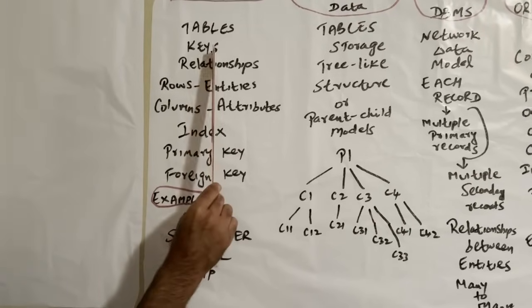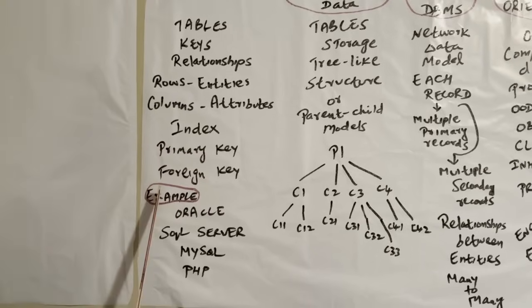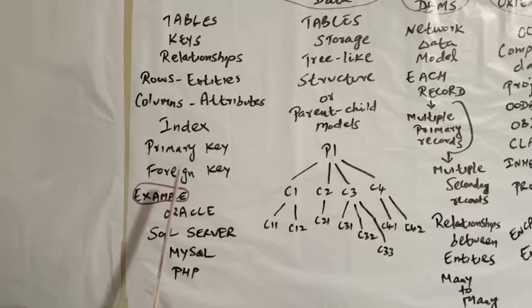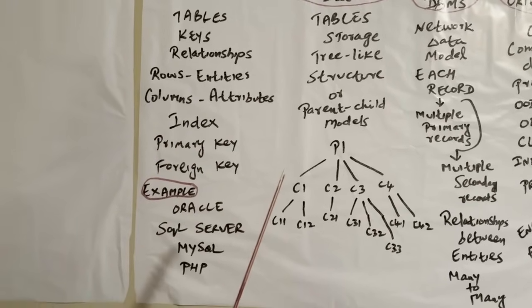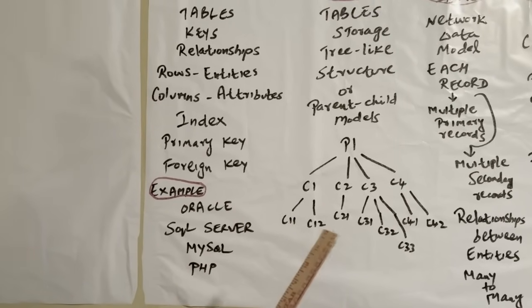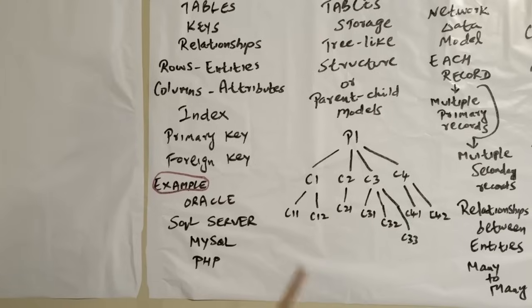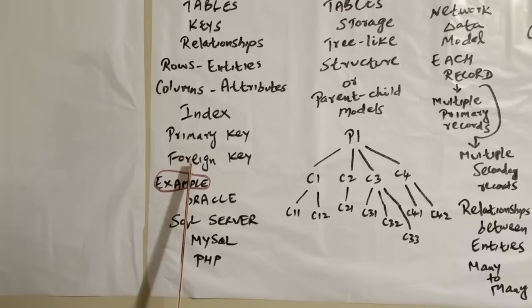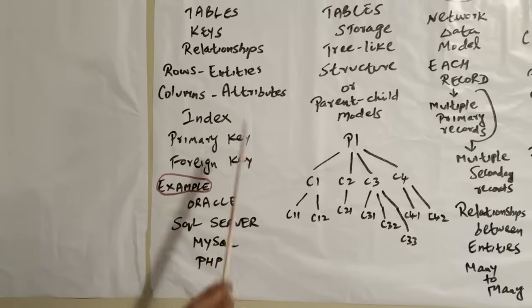When we talk about keys, two types of keys are there. A primary key identifies a single record in a table using one ID, like employee ID in an employee table. Next is a foreign key. It relates to different tables.